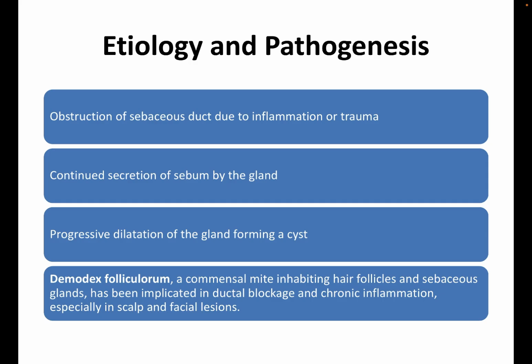Obstruction of the sebaceous duct due to inflammation or trauma is the main cause. Continued secretion of sebum by the gland results in progressive dilation of the gland, forming a cyst. Demodex folliculorum, a commensal mite inhabiting the hair follicles and sebaceous glands, has been implicated in ductal blockage and chronic inflammation, especially in scalp and facial lesions.